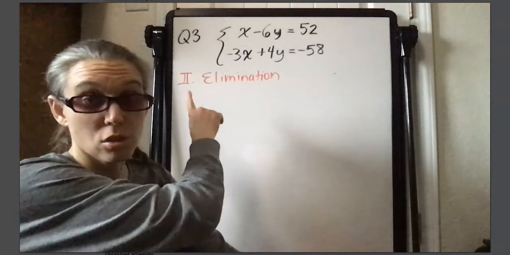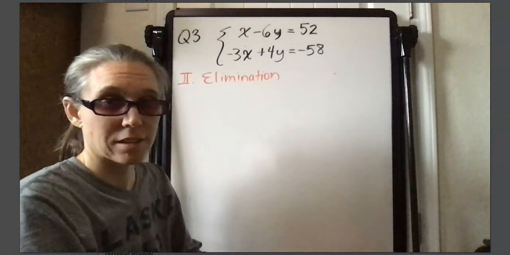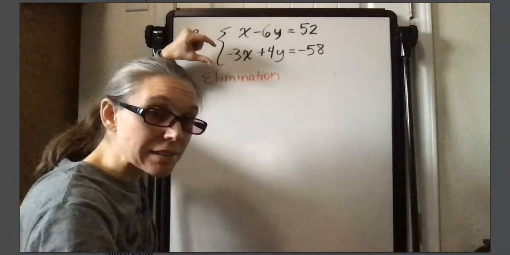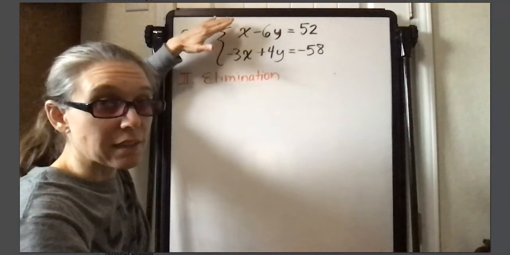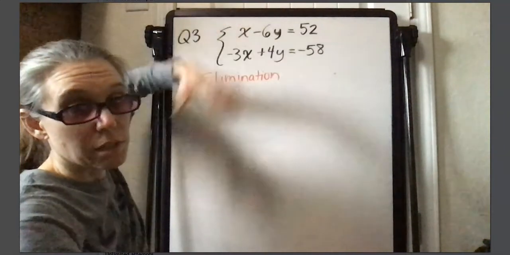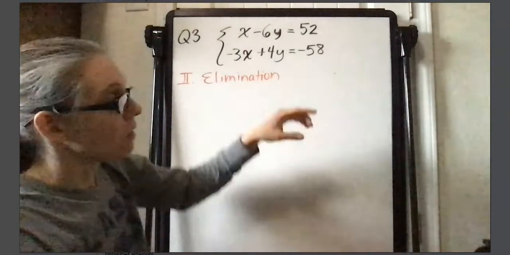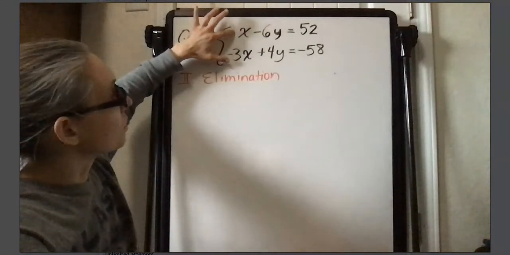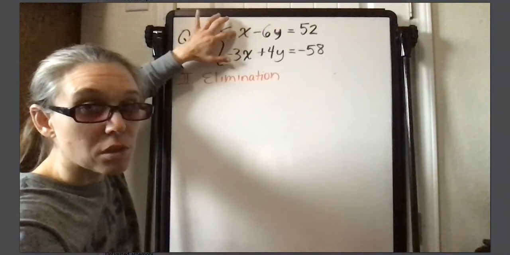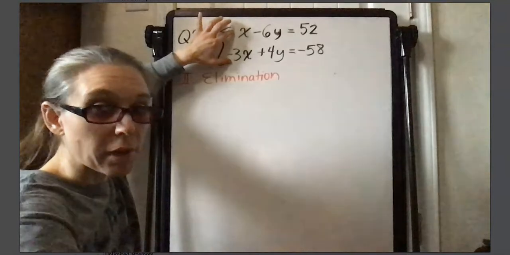Method number 2 is elimination. This is my favorite of the two. Elimination has you multiply one or both of the equations by some number to create a least common multiple with opposites that can cause you to eliminate one of the variables. Now, if that sounds complicated, it's really not that bad. Look at the least common multiple of these two numbers, 1 and negative 3. The least common multiple of 1 and negative 3 can either be negative 3 or positive 3, okay?